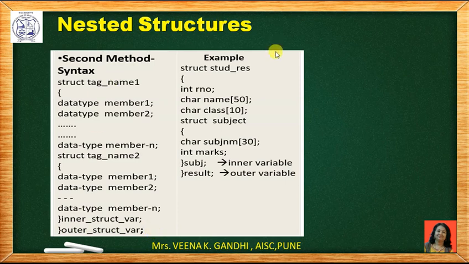So let us see an example here. Now struct stud result, res is the outer structure which has members roll number, name and class. After that, it contains the inner structure completely as a member. So struct subject, inside that, structure subject name and marks. Now close the inner structure and create the inner variable as subject. Then after that, close the outer structure and create the variable as result. So result is the outer structure variable and subject is the inner structure variable. So the outer structure contains the inner structure completely as a member of it.